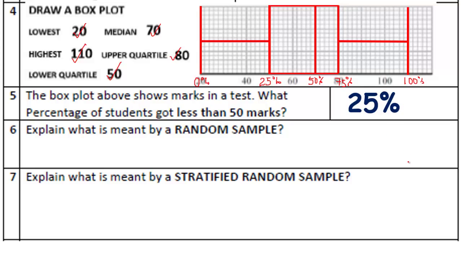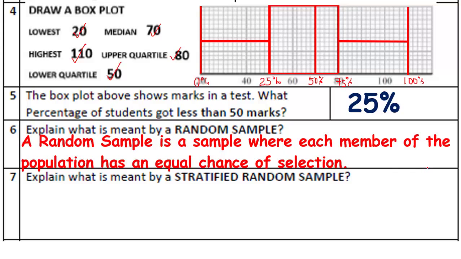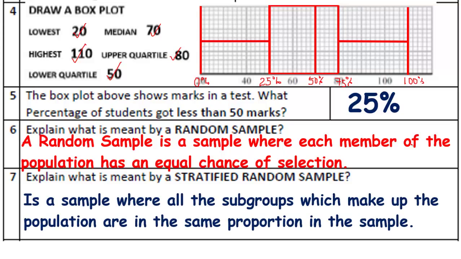Okay, number 6 and 7 are definitions that you definitely need to know. So explain what is meant by a random sample. A random sample is a sample where each member of the population has an equal chance of selection. You need to know that and commit that to memory. In question 7, explain what is meant by stratified random sampling. Stratified random sampling is a sample where all the subgroups which make up the population are in the same proportion in the sample. So the key words there is the fact that the subgroups are in the same proportion.